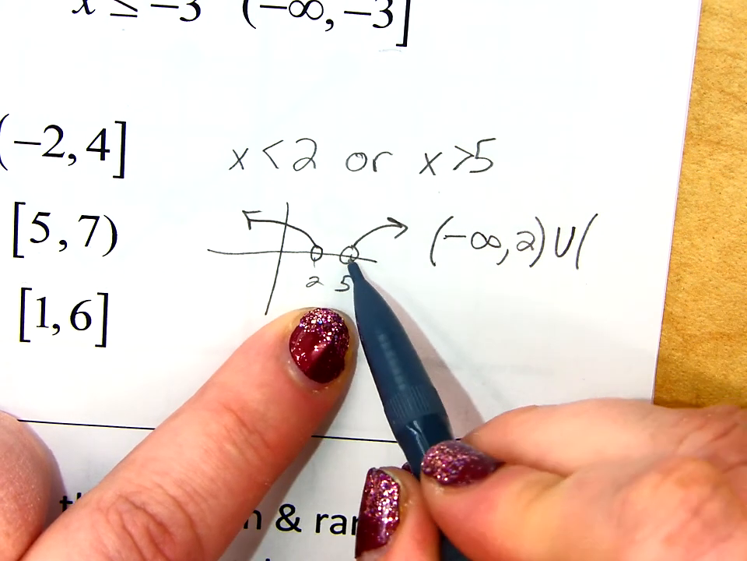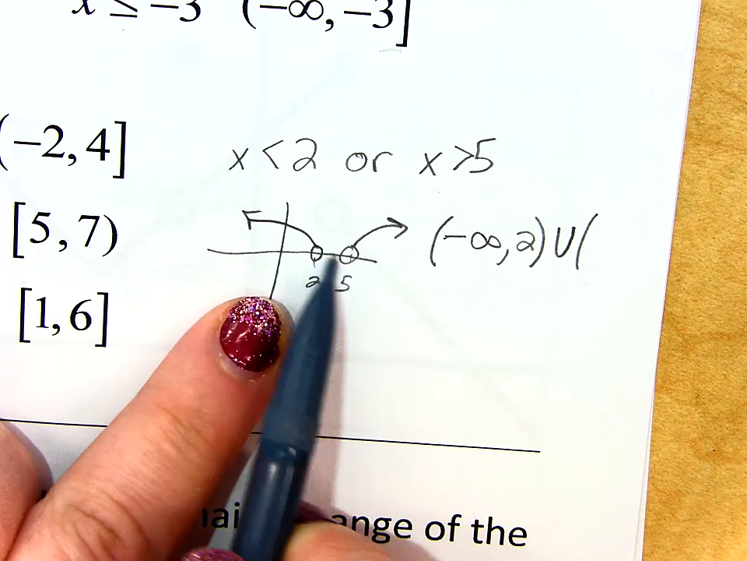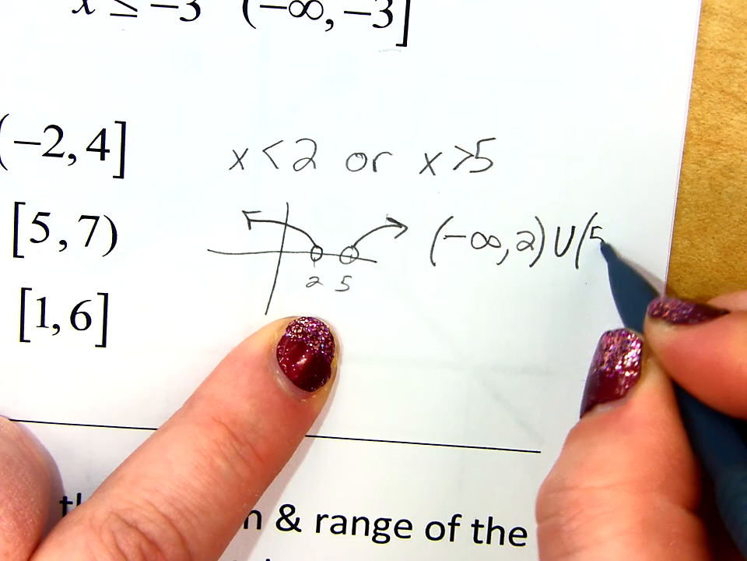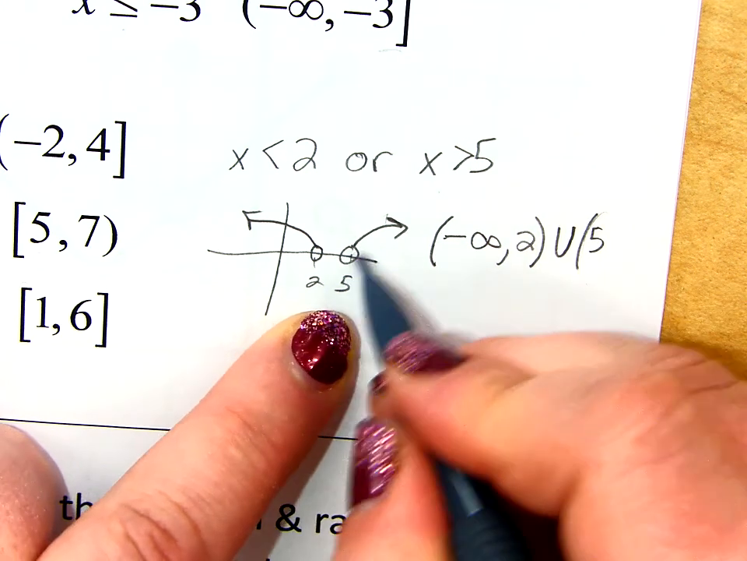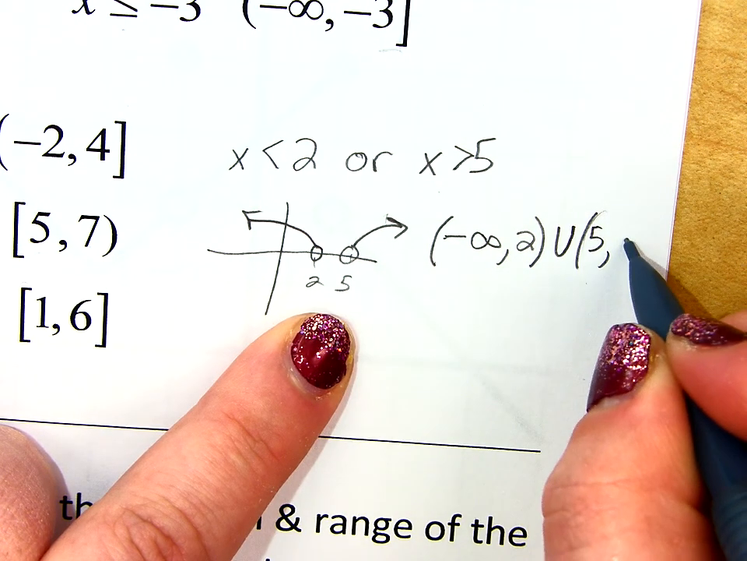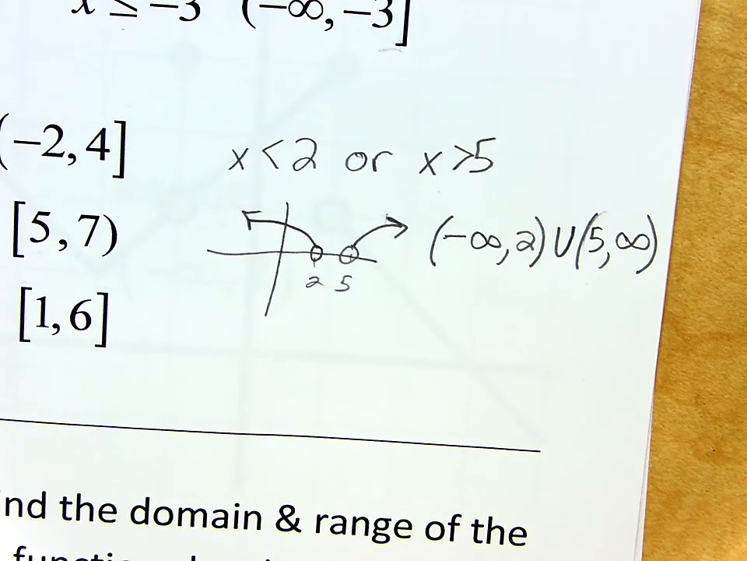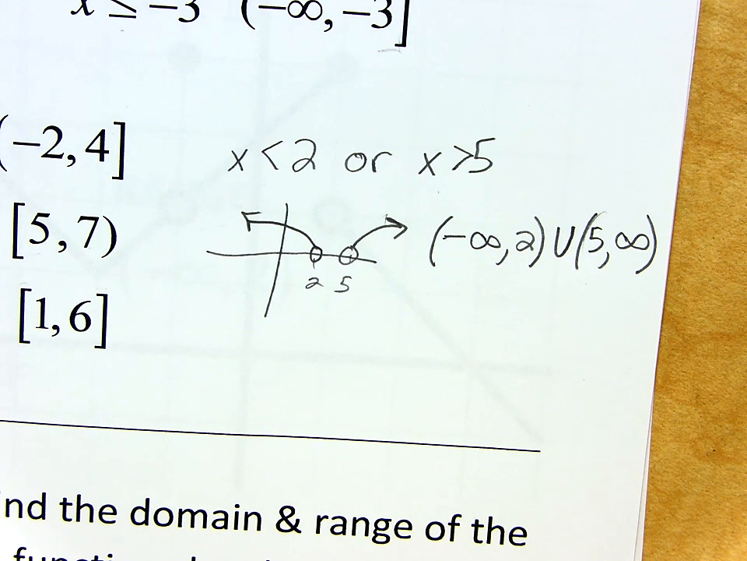So this side, coming from the left, if I'm just looking at this part, it starts at 5. So a soft parenthesis, and then it goes to positive infinity. And there you have it. That would be how to represent a domain like that. So you might see those unions here and there. Does all this make sense?